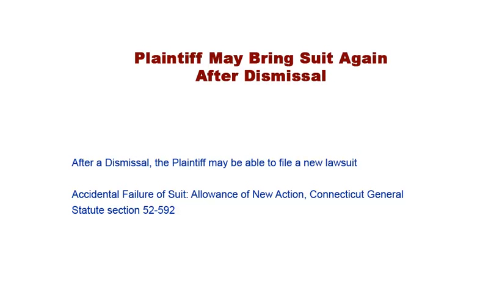Once a dismissal is granted, the plaintiff may be able to file a new lawsuit depending on the reason for the dismissal and any controlling statutes of limitations. Connecticut General Statute Section 52-592, called Accidental Failure of Suit, Allowance of New Action statute, also allows for a lawsuit to be filed in some circumstances even if the statute of limitations has passed. You will want to review this statute to see if it might apply to your situation.